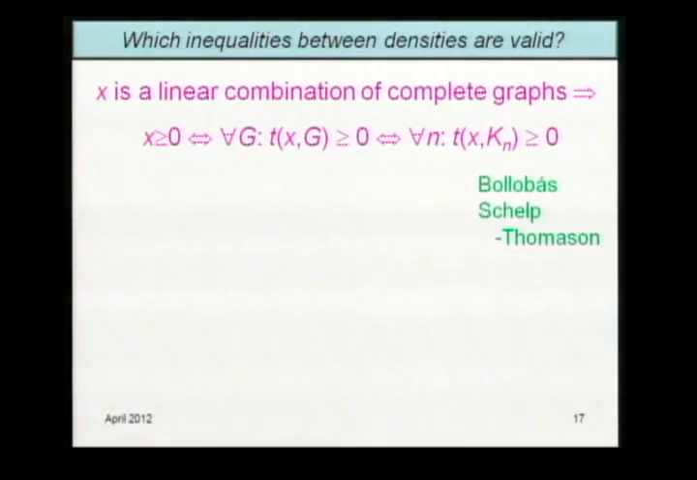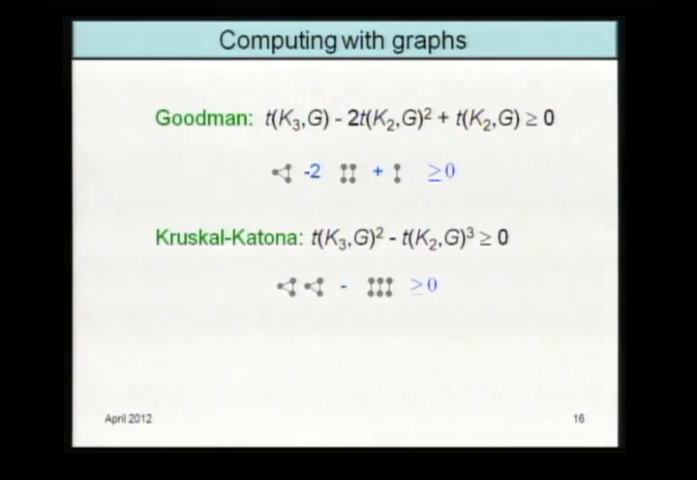So I will talk about linear combinations of graphs here, and that it is non-negative, meaning that this corresponding inequality holds for every G.